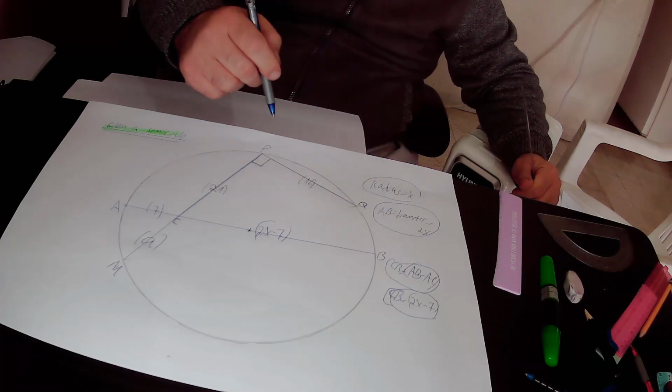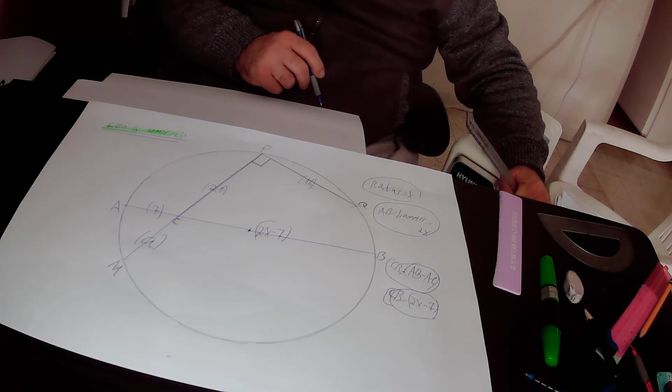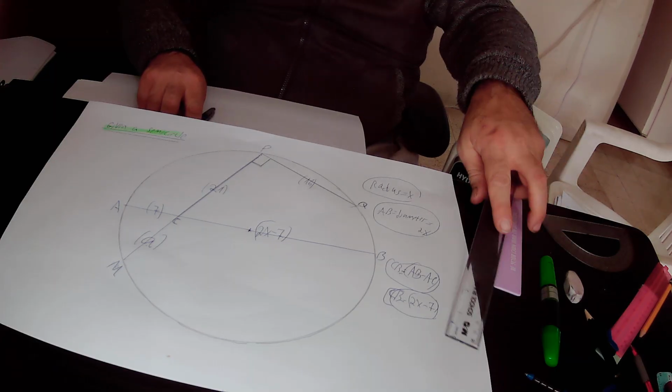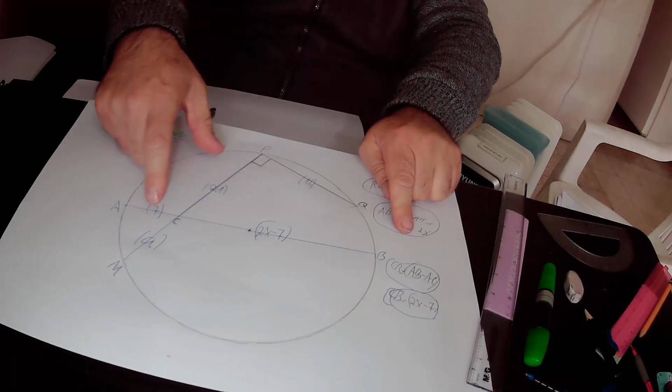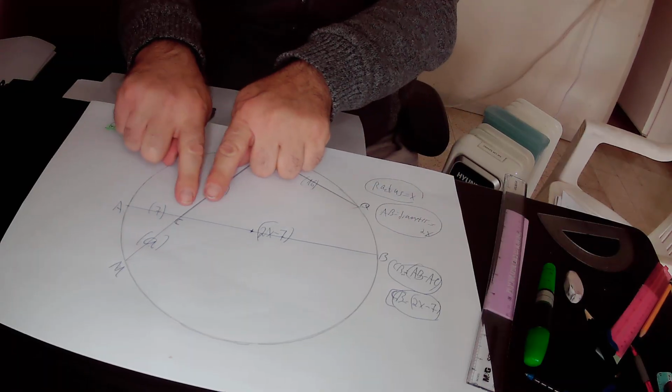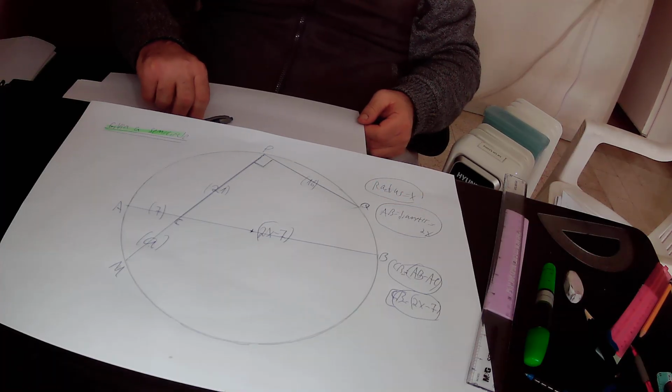Chord AB intersects with chord PM at point C. Therefore, according to rule 65, the following equation is true: AC times CB equals PC times CM. So it is known.